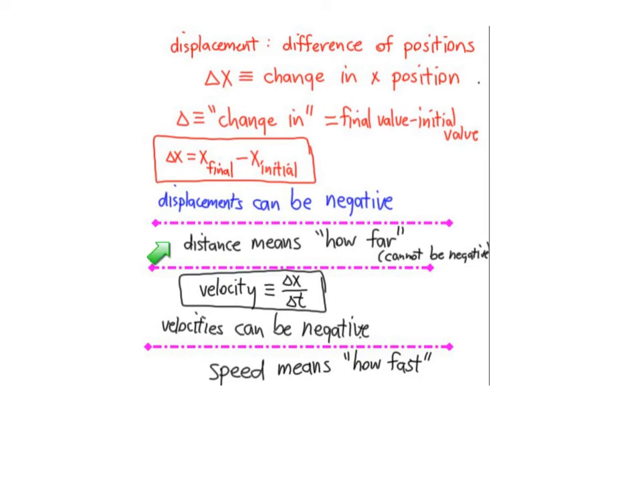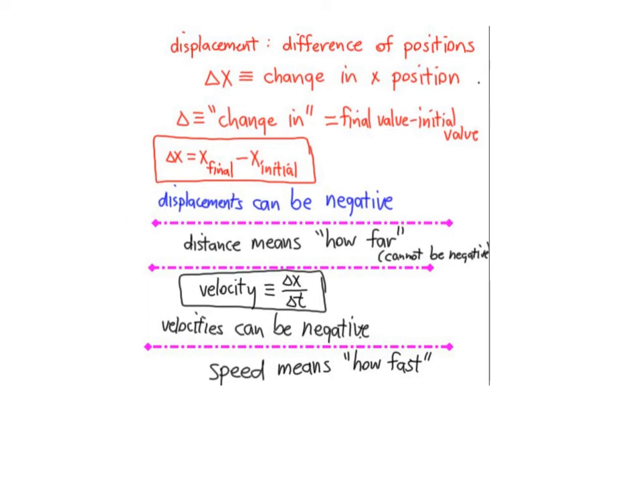Distance is a quantity that is similar to displacement, and it often has the same value, means the same thing. But distances are always positive values and simply answer the question, how far? Whereas displacements are more formally defined as a position change and can be negative.